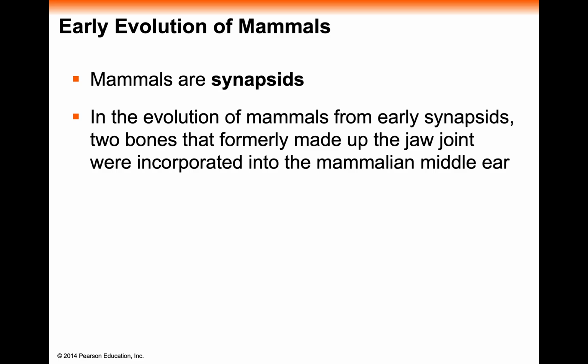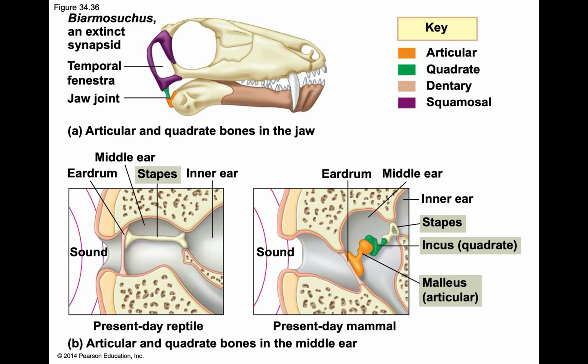By the way, there are some mammal-like reptiles that were synapsids early on, like for example, Dimetrodon. Again, beyond the scope of this class, but there are what were known as mammal-like reptiles back in the fossil record. So in the evolution of mammals from early synapsids, two bones that formerly made up the jaw joint were incorporated into the mammalian inner ear. So only mammals have a middle ear, which magnifies sound quite a bit and gives us a hearing advantage. So we can see these bones right here, which eventually become the malleus, which is basically the hammer, the incus, which is the anvil, and the stapes, which is the stirrup. So these three bones here we see, where you only see this one bone in present-day reptiles.